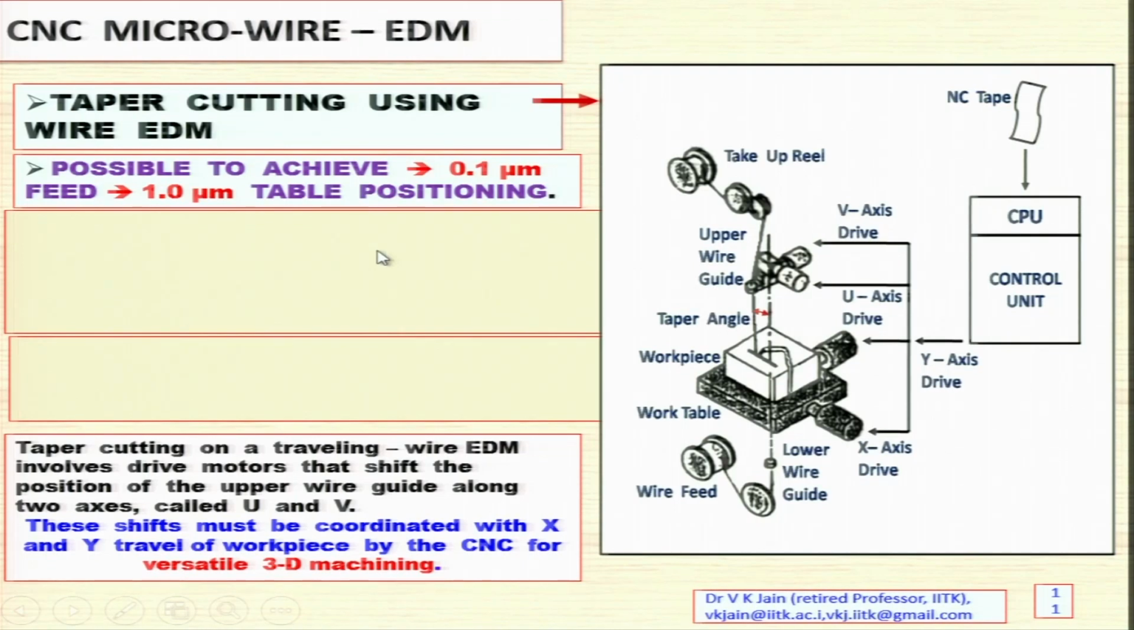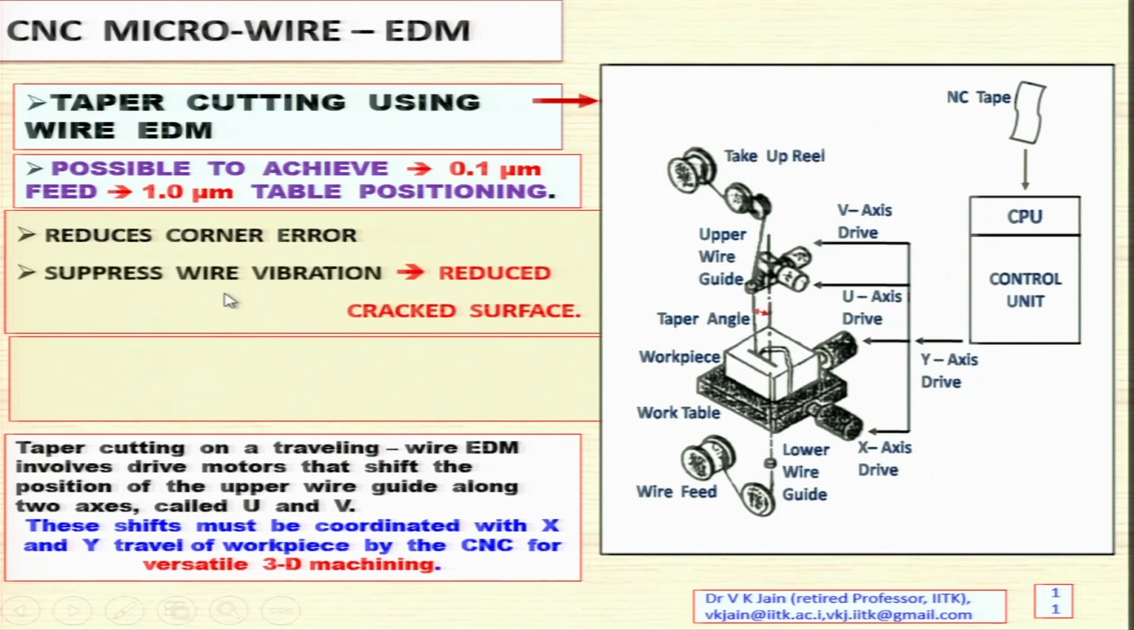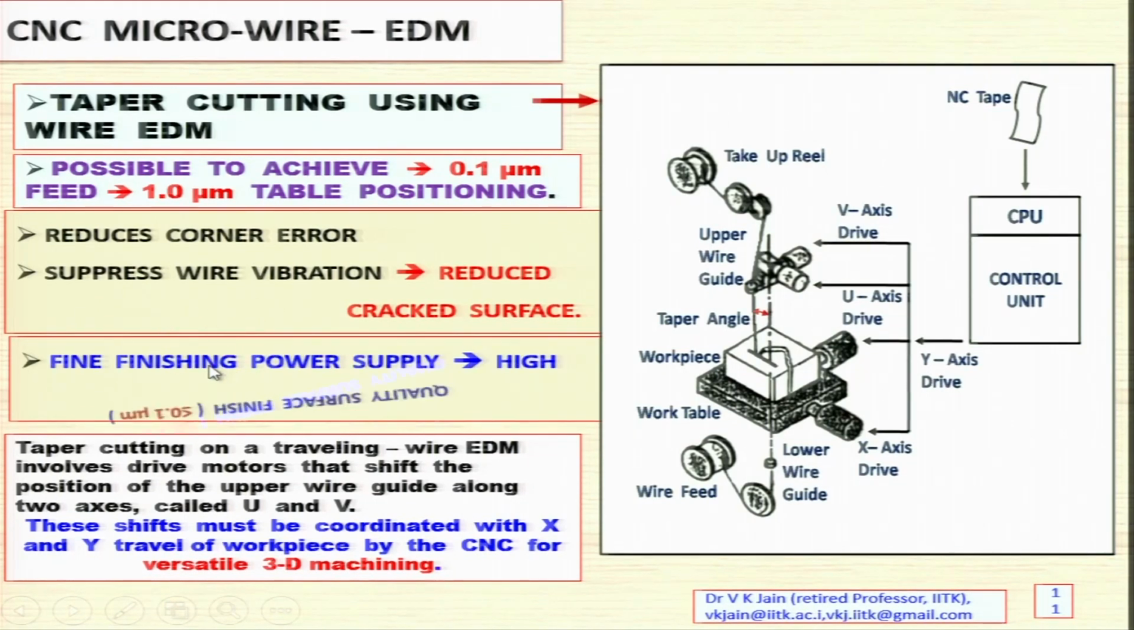Possible to achieve around 0.1 micron feed, 1 micrometer table positioning accuracy. It reduces corner error, suppresses wire vibration, and reduces crack surfaces. Because vibration is less, then crack surfaces are minimized. Fine finishing power supply: high quality surface finish is obtained when you are using fine finish, and this is normally less than or equal to 0.1 micron.